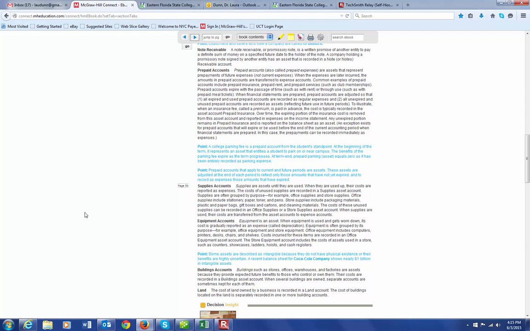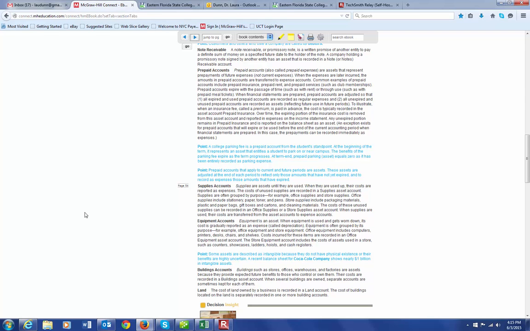Again, these are relatively easy things to understand. You buy certain supplies and you don't use them all immediately. So it's an asset to you until you've used it up. So the supplies that you have on hand are an asset. And they give you some examples there of what those might be. Office supplies, store supplies, those types of things.